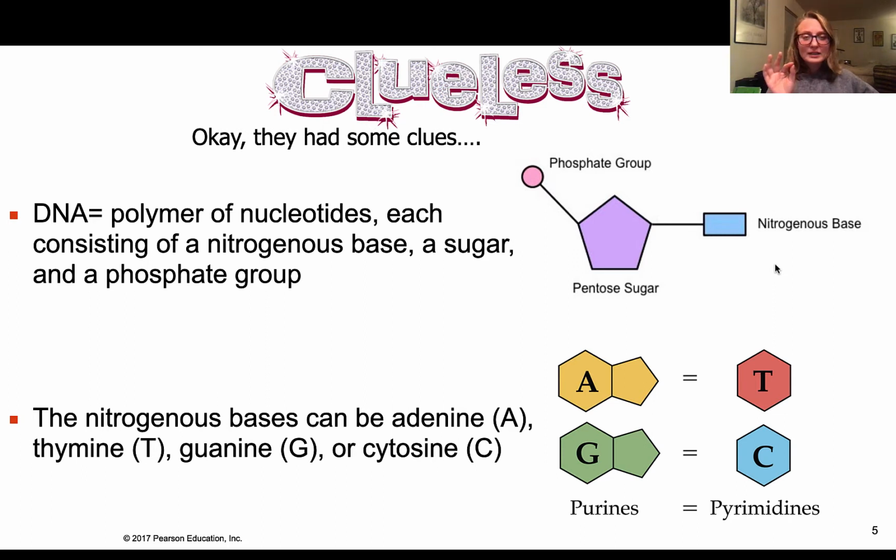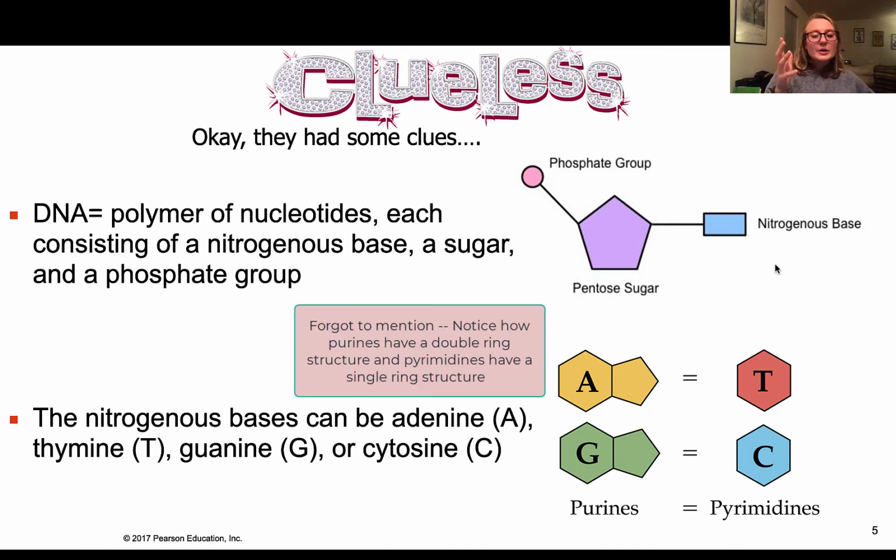Now, they also realized that in DNA, there are only 4 possibilities for nitrogenous bases, which are your purines and your pyrimidines. In the purine category, we have adenine and guanine, and then in the pyrimidine category, we have thymine and cytosine.